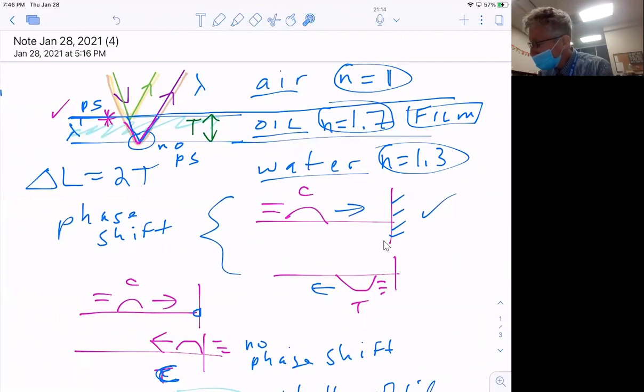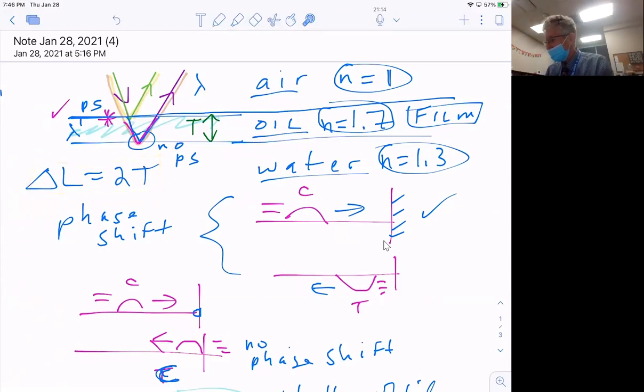The difference between the lengths of those two V's is this piece right here. That's the difference between the little v and the big V, the difference in length. We call that the path difference. It is equal to 2t because you have to go in and out. You have to go one thickness to get to the bottom, and then you have to come back out and do one thickness. So the path length is 2t.